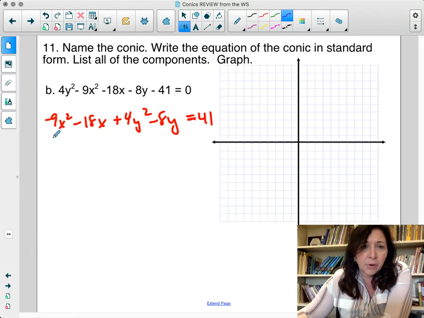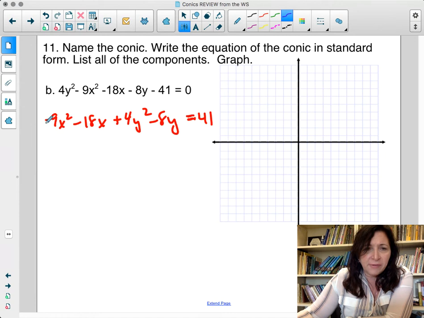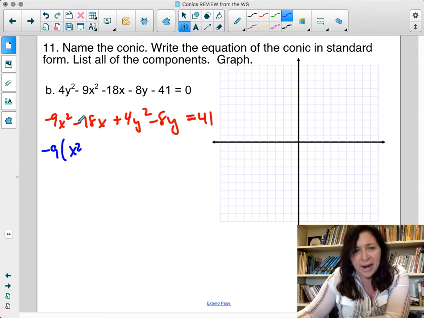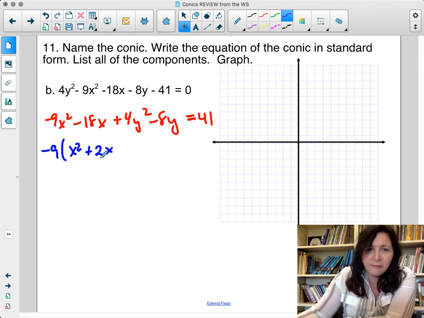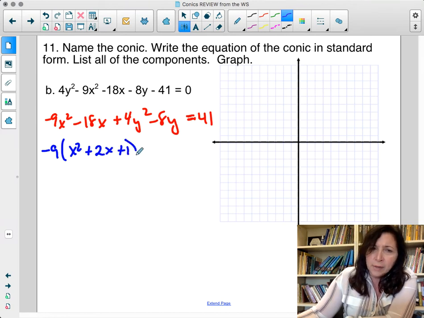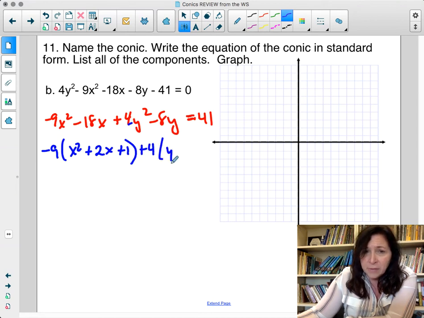Remember, when you complete the square, you always have to factor out that number in front. So that's going to be -9 times x squared. And remember, factoring means dividing out, and if I divide out a negative number, that makes that plus. So that's going to be 2x. Now, half of 2 is 1. 1 squared is 1. Factor out this 4 temporarily, and that's going to be y squared minus 2y. Half of 2 is 1. 1 squared is 1. Equals 41.